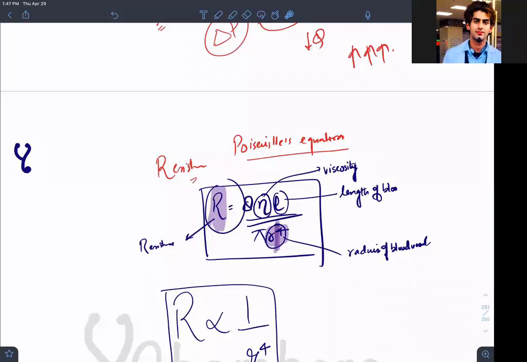Now, length of the blood vessel. If you increase the length of the blood vessel, you will be increasing the resistance, directly proportional. Now, this is what I have to explain. This radius to the power 4. Now, listen to my words.